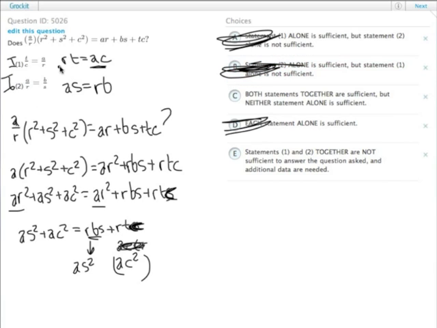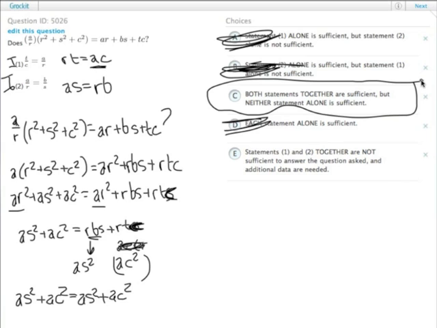But we can see how this is leading towards sufficiency. If we can substitute AS for RB and AC for RT, we can end up with an equation AS squared plus AC squared equals AS squared plus AC squared, which is true. That's what the question was asking. Does the one side equal the other? So the two statements together are sufficient to answer the question in the affirmative.